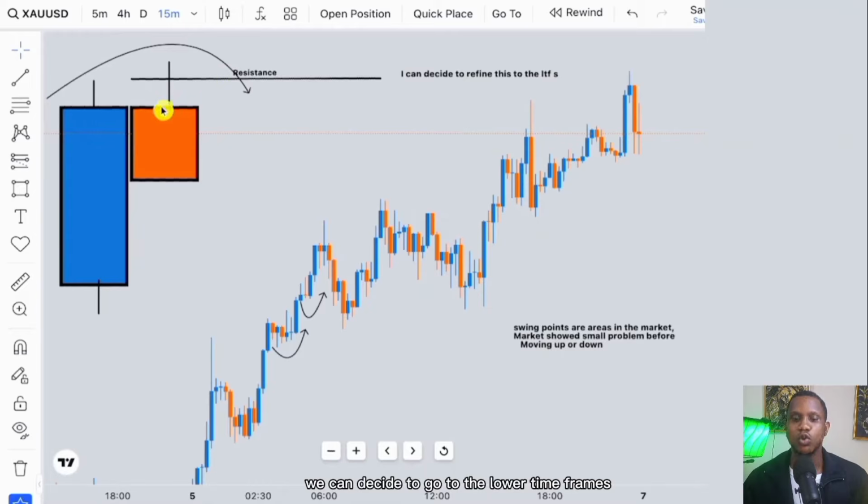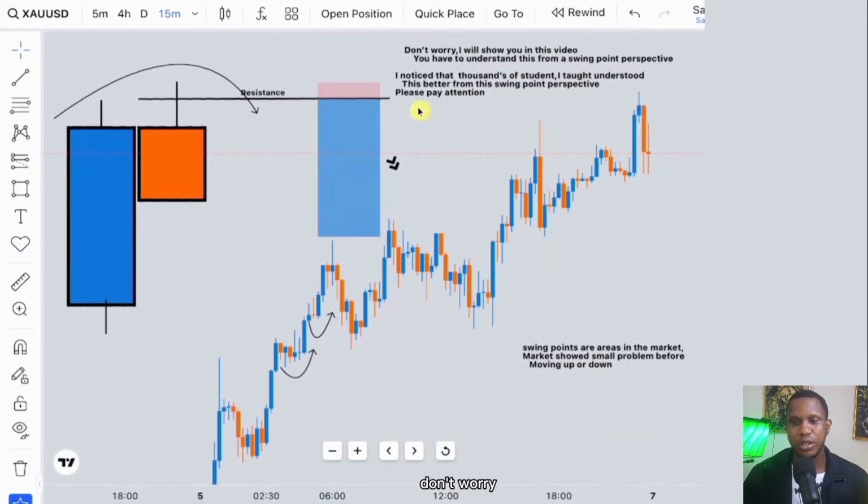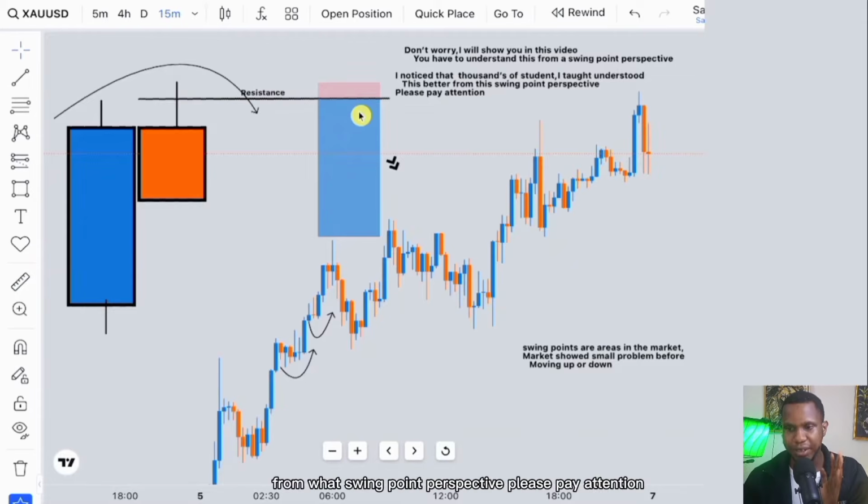We can decide to go to the lower time frames to refine it, and we make a trade exactly at this horizontal line towards the downside. Don't worry, I'll show you how to refine all this in this video. You have to understand this from the swing point perspective. Thousands of students have understood it better from the swing point perspective.